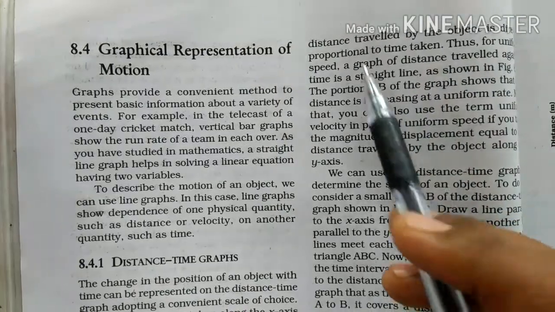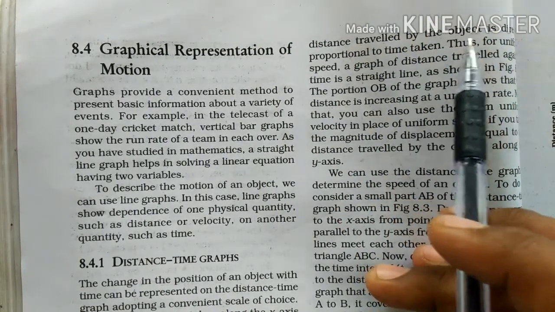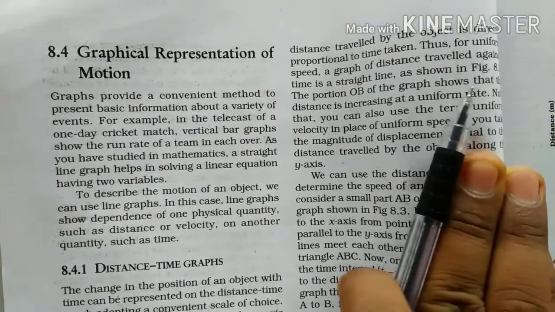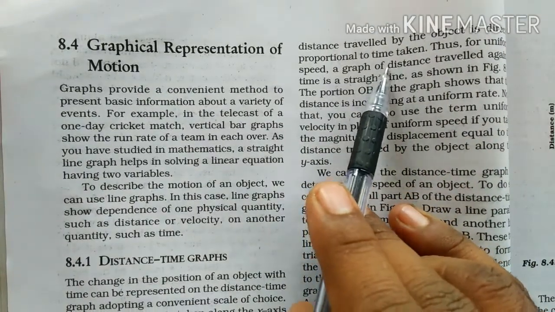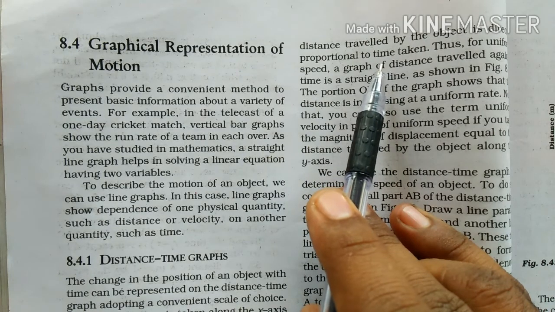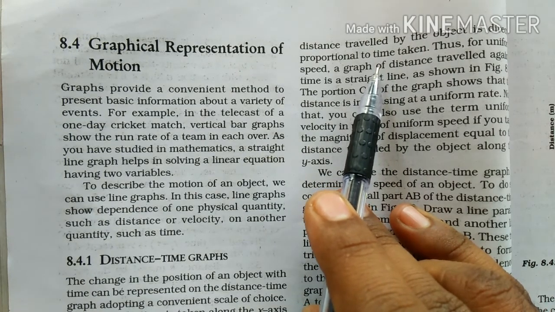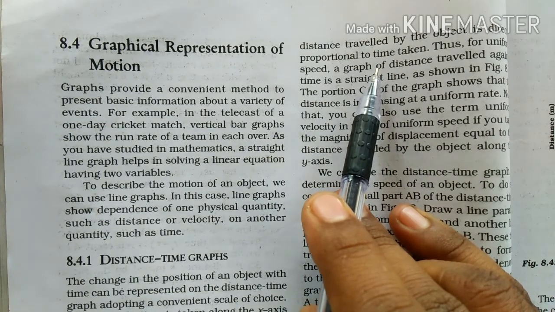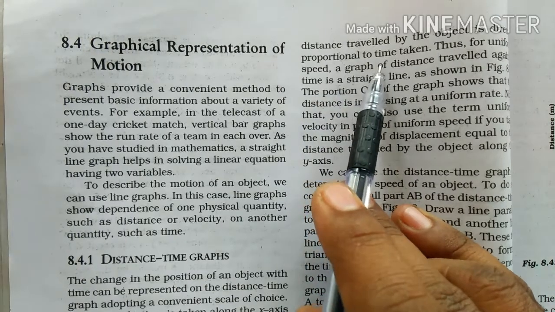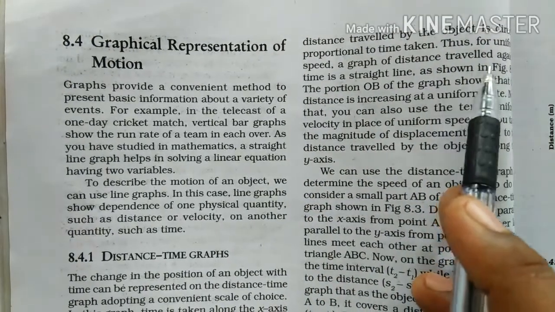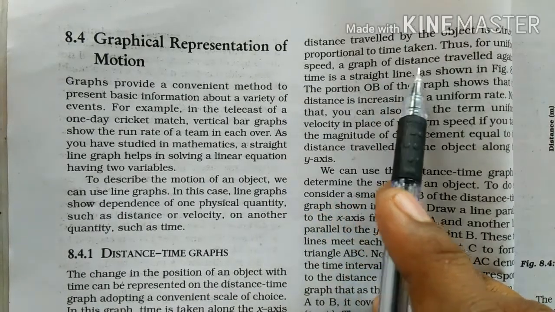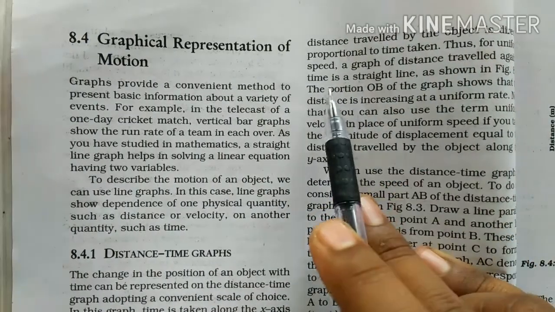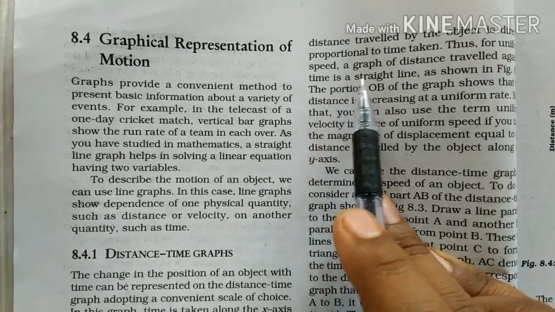This shows that the distance traveled by the object is directly proportional to the time taken. This shows that the distance traveled by the object is directly proportional to time. Thus, for uniform speed, the graph of distance traveled against time is a straight line.